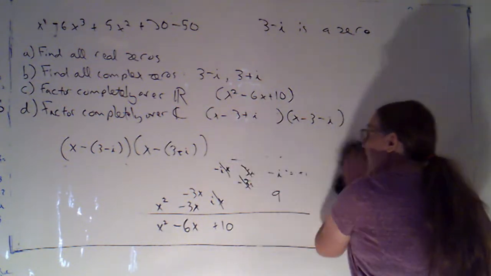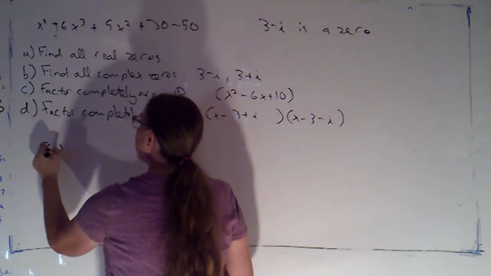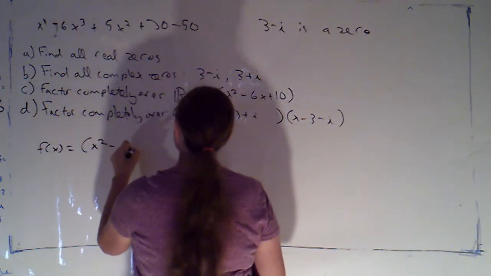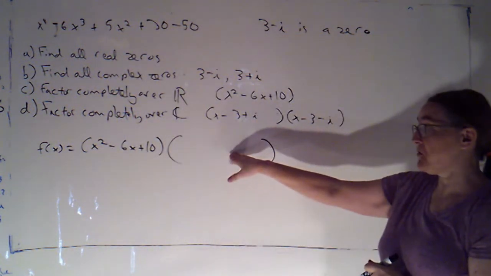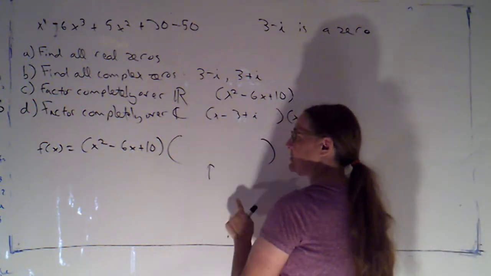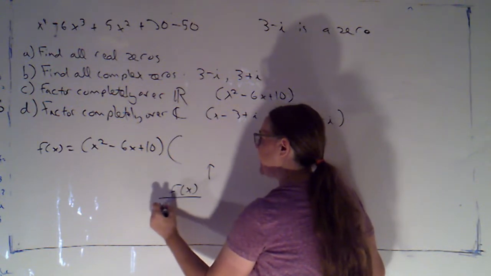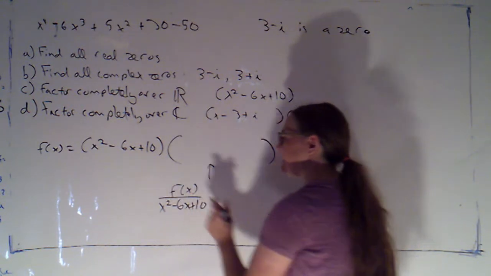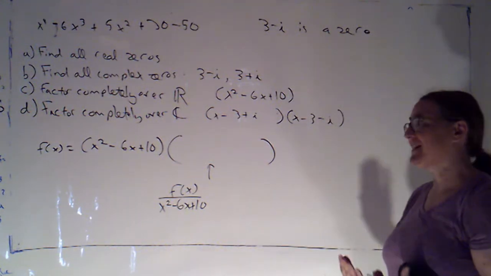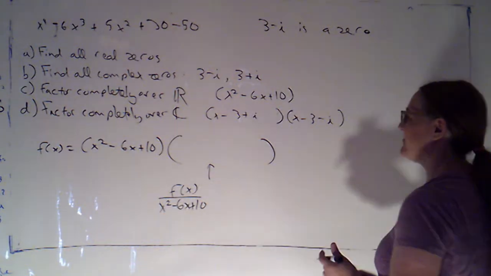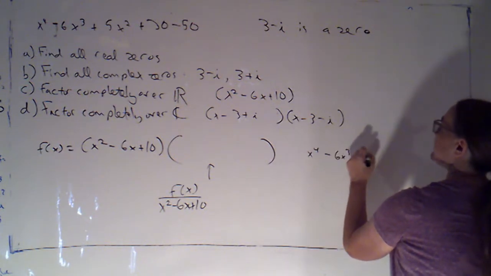Okay, so now, how does that help me? Well, I basically know that f of x is x squared minus 6x plus 10 times some other factor, which I would like to know. If I want to find this factor, I'm going to get that by dividing this over. So that would just be f of x divided by x squared minus 6x plus 10. So for that, I'm going to have to do long division because this is a quadratic that I'm dividing by. So we've got x to the 4th minus 6x cubed plus 5x squared.